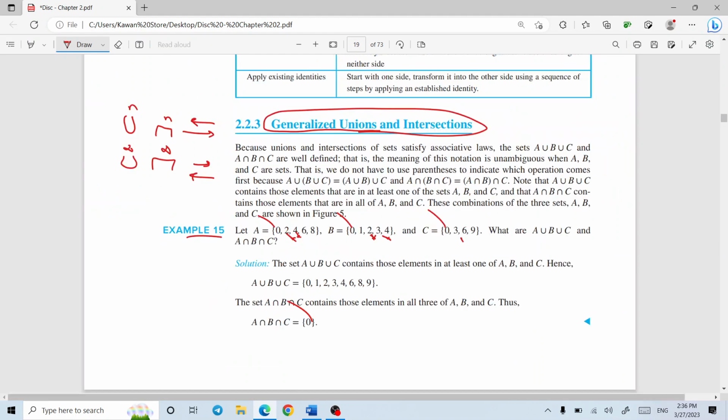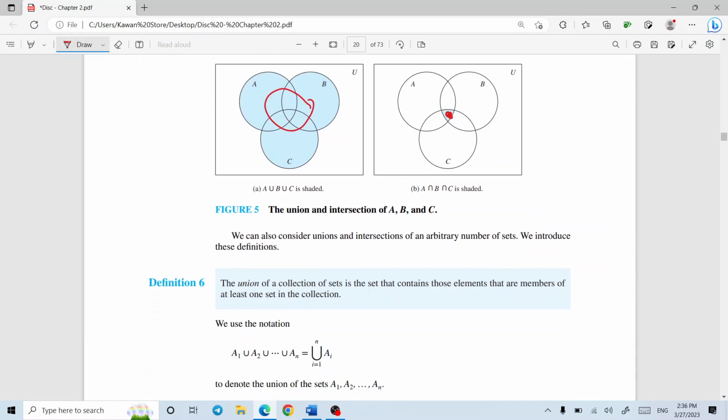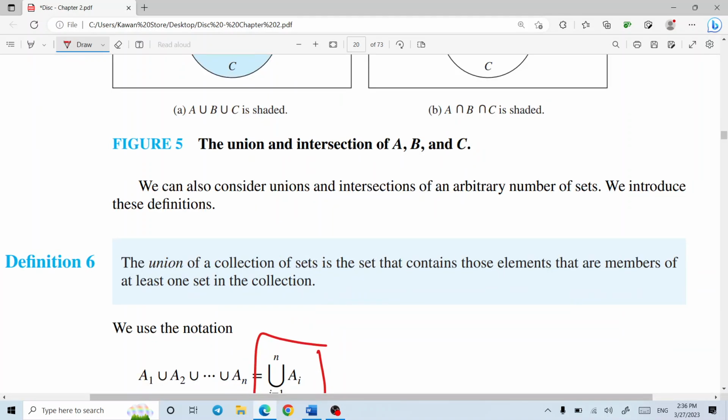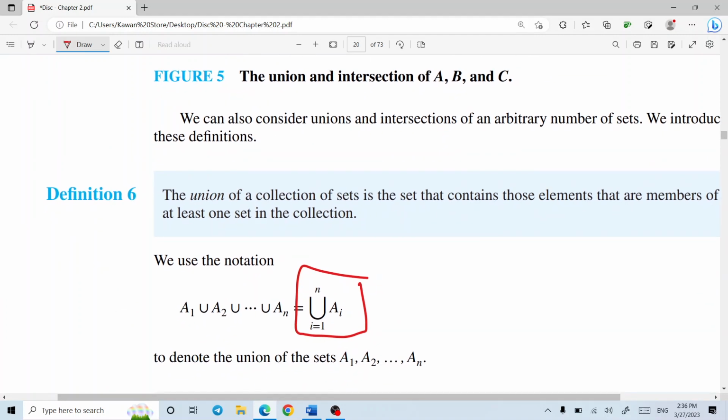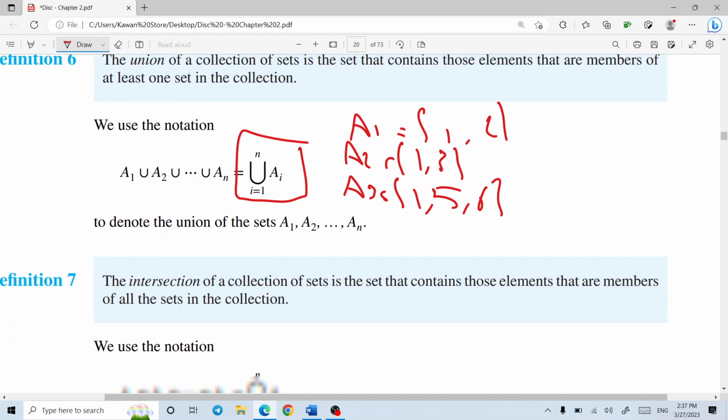But what's important? If I have finite sets, look at the Venn diagram: here's the intersection, here's the union. Now we have a collection like that. This is important. Definition 6: the union of n terms. For example, A1 equals {1, 2}, A2 equals {1, 3}, A3 equals {1, 5, 6}, and so on. So how do we union 10 or 100 sets together? That's the question. Look here.